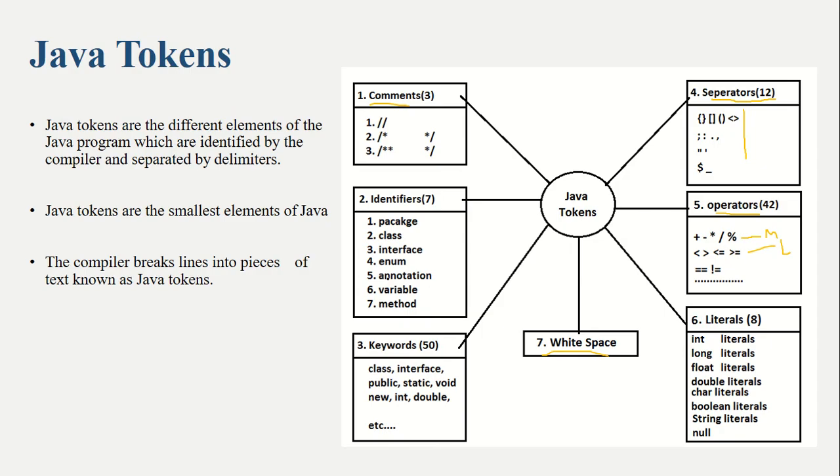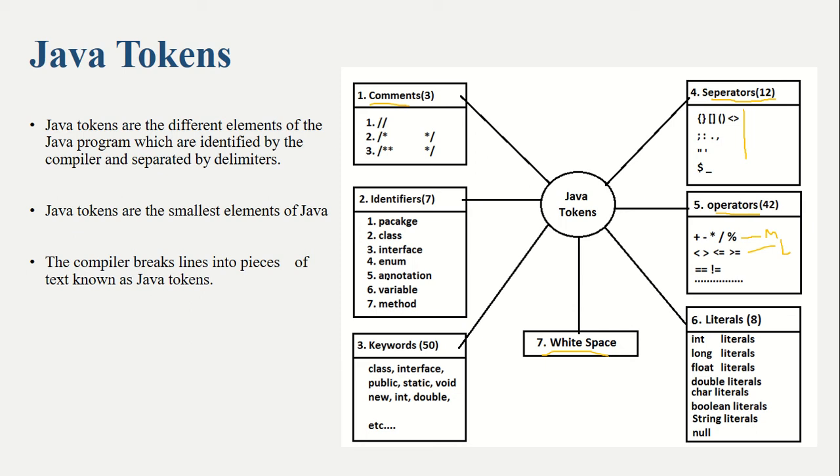When we say token, it means a small piece of element. Java separates the program into tokens because the compiler needs to compile the program and find the errors before it generates the executable or the bytecode file. So these tokens will be parsed by the compiler to discover the errors.